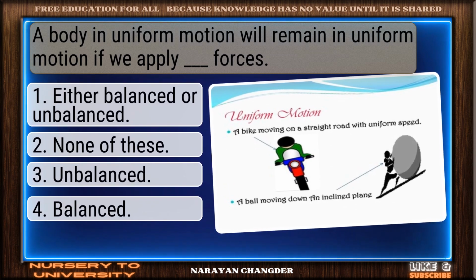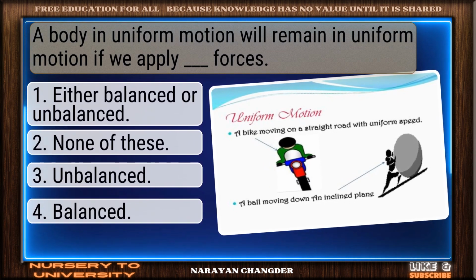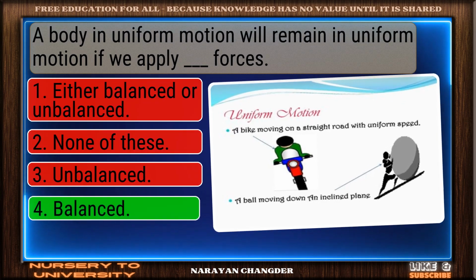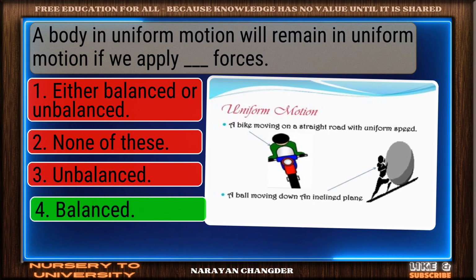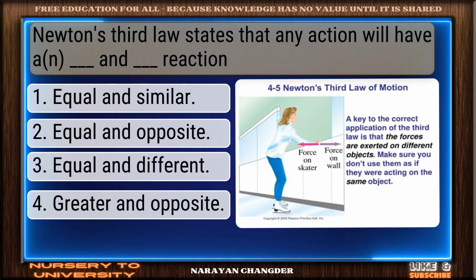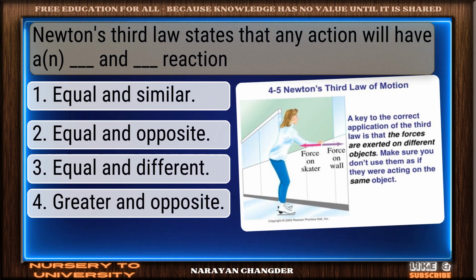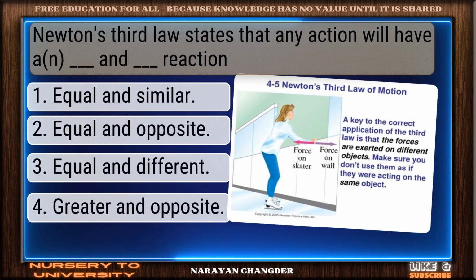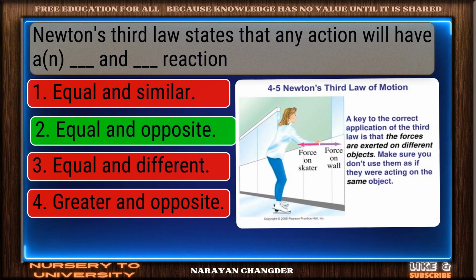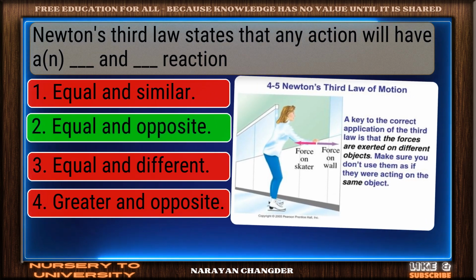Question number 122. A body in uniform motion will remain in uniform motion if we apply dash forces. You're right. Balanced is the correct answer. Question number 123. Newton's third law states that any action will have a dash reaction. Smart move. Equal and opposite is an accurate answer.